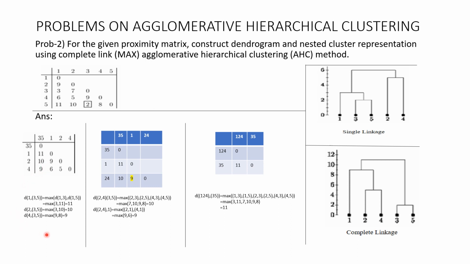Now I have shown here only the calculations from 1 to 3, 5, 2 to 3, 5, and 4 to 3, 5. Why? Because the distance from 2 to 1 is the same, right? It is already given here. 2 to 1 is 9, 4 to 1 is 6, and 4 to 2 is 5. So there is no need to calculate these. We only calculate the distance from the newly merged cluster to the other points.